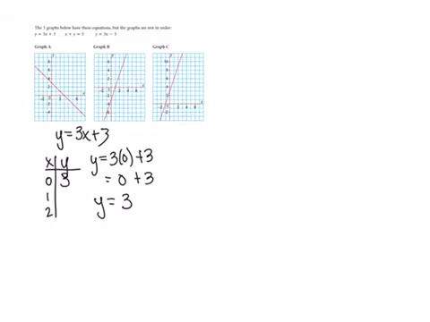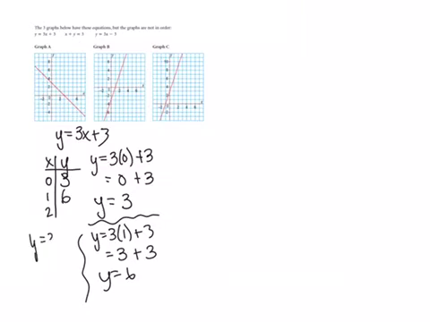Okay, and then we do it for the next number. So we have y is equal to 3 times, this time we're going to do the 1, so 3 times 1 plus 3, and again it's this number that I just picked. You can pick any number, but 1's an easy number to work with. So 3 times 1 is 3, 3 plus 3 is 6. So this means when x is 1, y is 6. So that goes there.